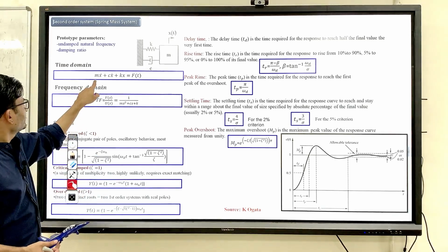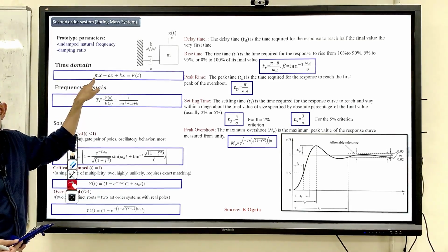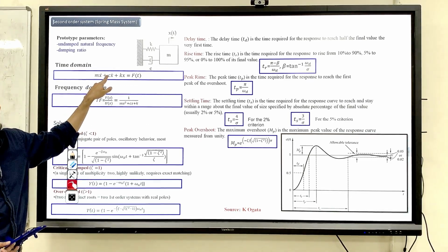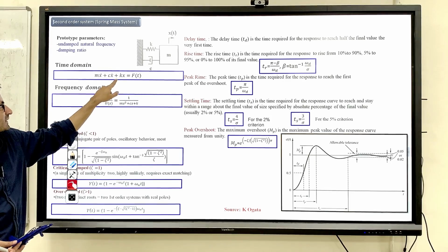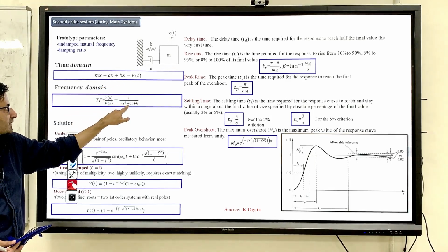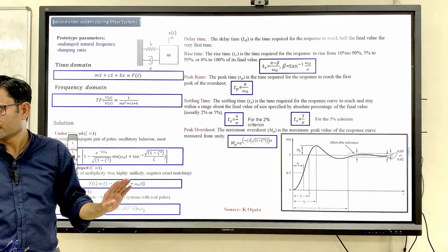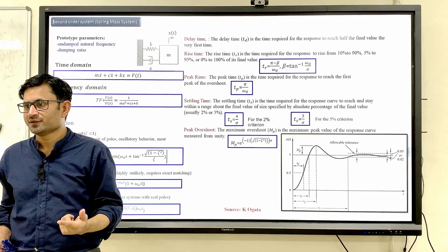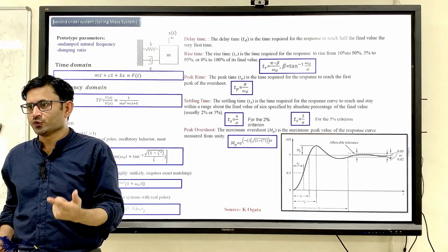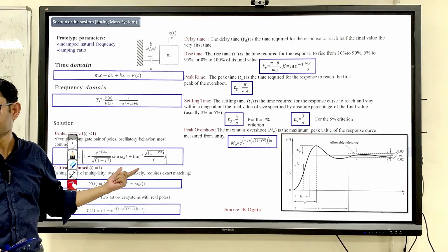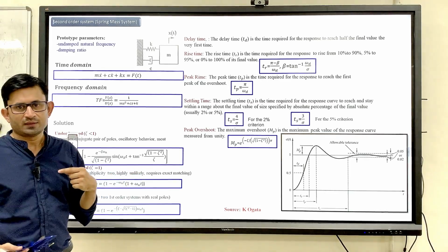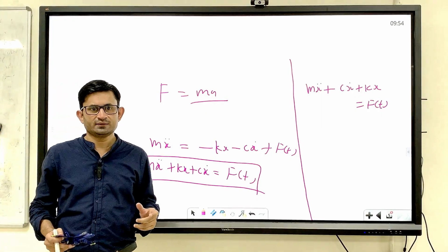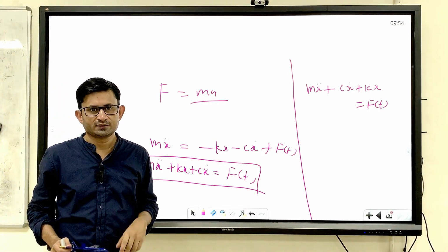So what will you get? For the double derivative, s square. So ms square plus cs plus k, and x over f is 1 upon ms square plus cs plus k. Clear, right? How it is getting, right? Now again take unit input, and if you do the same, you will get this expression. But we will derive it in the next class, right? Thank you so much.